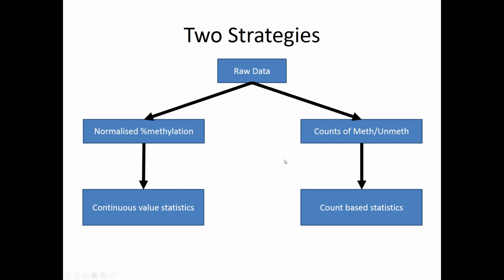There is a compound strategy, which I will also talk about, called reverse counting. You take your data, put it into a percentage methylation value, then correct that value so you get an adjusted value, and then infer what counts you would have got if you'd started with that percentage methylation value, and then go down the route of doing the count-based statistics. I'll talk about that in a bit, but that actually ends up being quite a useful strategy.